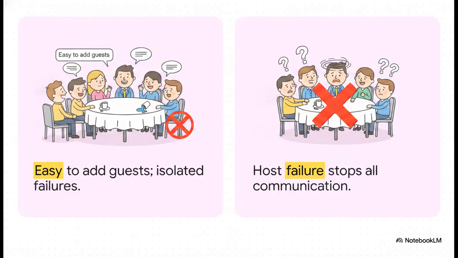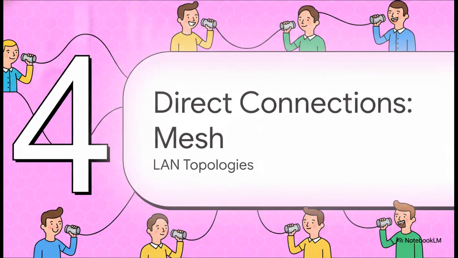The massive advantage here is that it's super easy to add new guests without disrupting anyone else. Like, if one guest spills their drink and has to leave, only their specific connection to the host is severed. The rest of the party just keeps going. But there's always a catch, right? That central hub is now your massive single point of failure. If the central switch gets overwhelmed by too many packets or just loses power entirely, all communication instantly stops dead in its tracks.